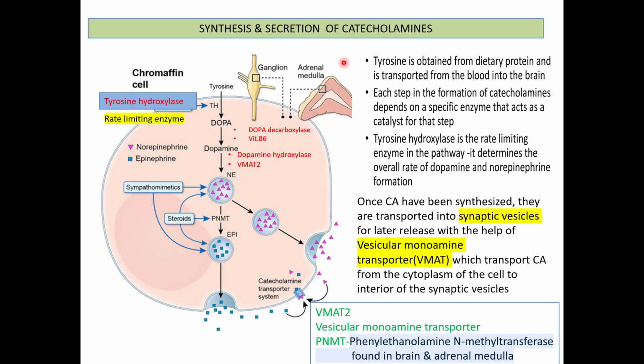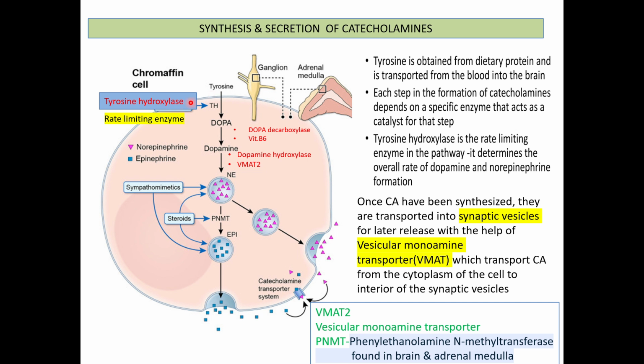Now, the synthesis and secretion of the catecholamines. These catecholamines are formed inside the chromaffin cells of the adrenal medulla, and the substrate required is tyrosine. This tyrosine is obtained from dietary products, and through blood it reaches the brain and the medulla, and in the presence of the enzyme tyrosine hydroxylase it is converted into dopa. This enzyme is considered the rate limiting enzyme because if it is absent, none of the catecholamines can be formed inside the body.